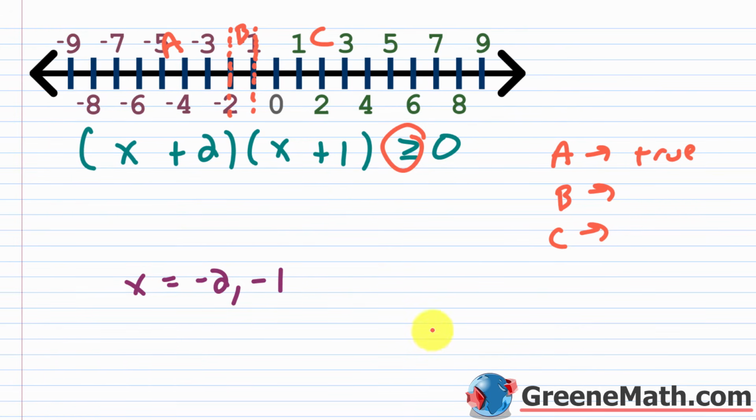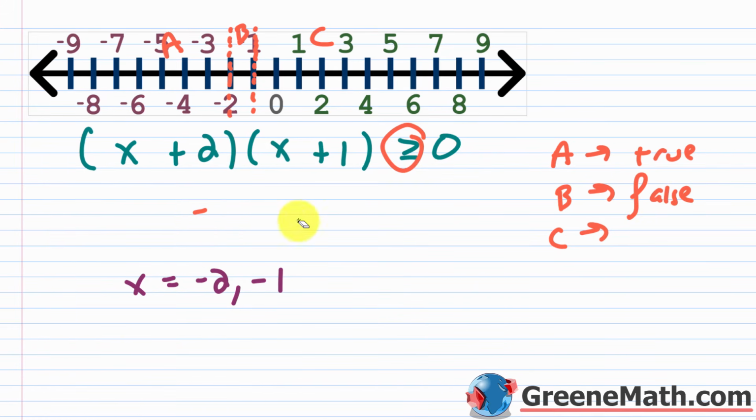Okay, so for B, we're between negative 2 and negative 1. Now you could use something like negative 1.5. And again, if you don't want to go through the calculation, just say, is it going to be negative or is it going to be positive? Well, negative 1.5 plus 2 is positive 0.5, so this is positive. And then negative 1.5 plus 1 is negative 0.5, so this is negative. Positive times negative is negative, and a negative is not going to be greater than or equal to 0, so here it's going to be false.